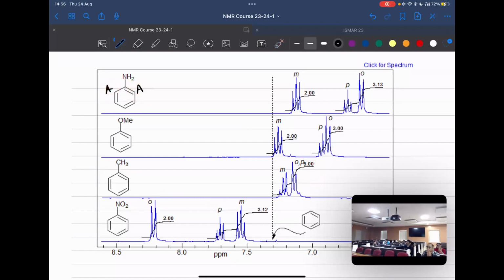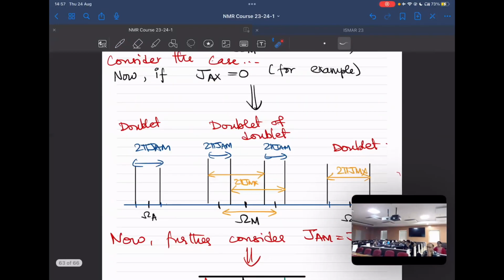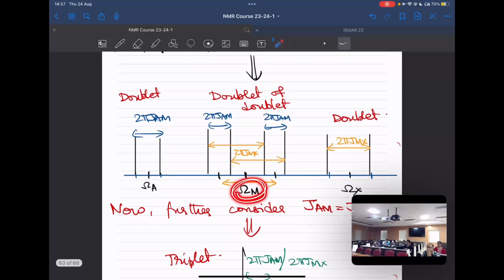If you're looking at the next system, let's say I'll call it P, just for the heck of it, or M. And M has one proton and one proton. Remember, there are two protons. By solving the AMX system, I hope you remember what I did the other day. If you have an AMX type system, the meta proton is coupled with ortho and para. In reality, if the scalar coupling magnitudes are different, you're going to get a doublet of a doublet.